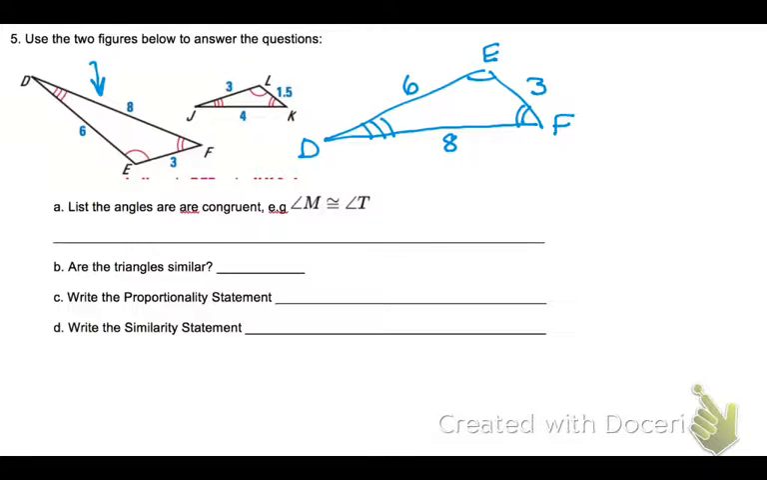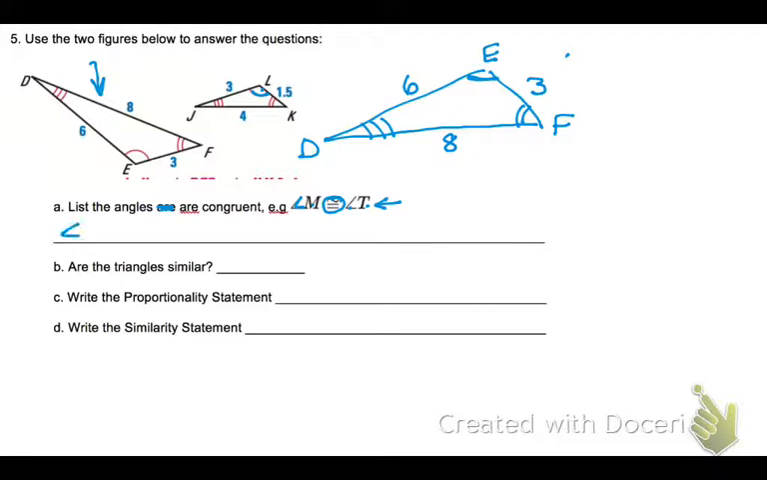So first, it says list the angles that are congruent. And you should use this format. So angle M is congruent to angle T. Okay, so let's write it for these two. So angle L is congruent to angle E. And we know that because they both have these single curves.